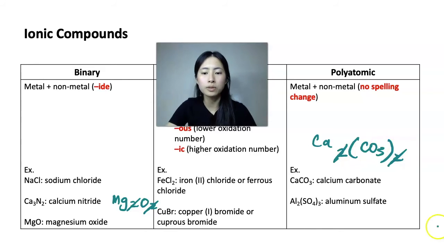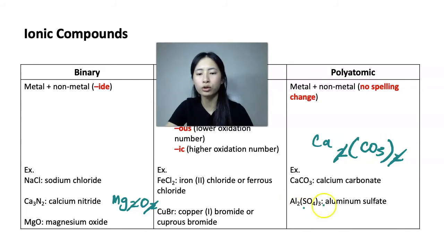Moving on to aluminum sulfate, we have Al2(SO4)3. As a result of crossing over, we know that aluminum must have a charge of +3. Sulfate must have a charge of -2. Therefore, we have Al2(SO4)3 for aluminum sulfate.